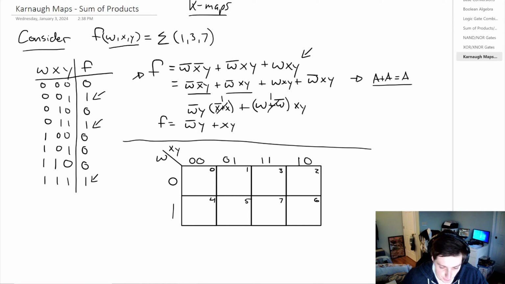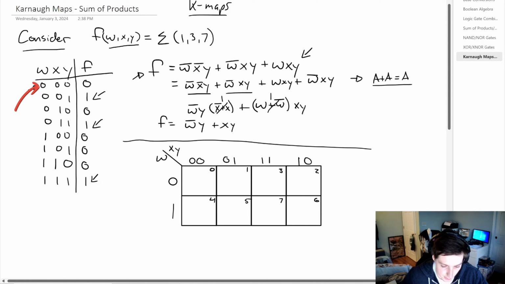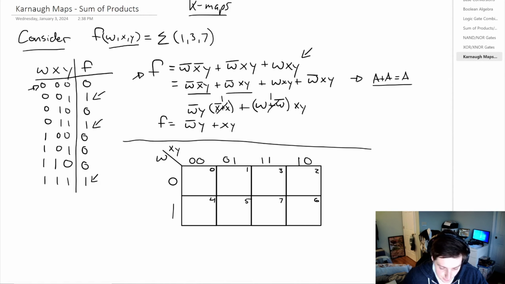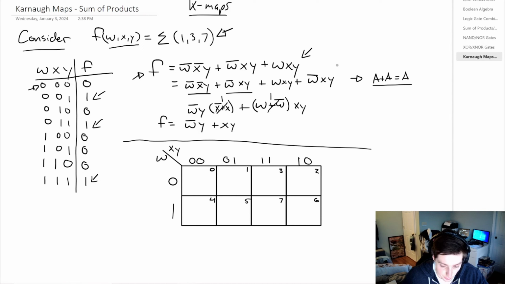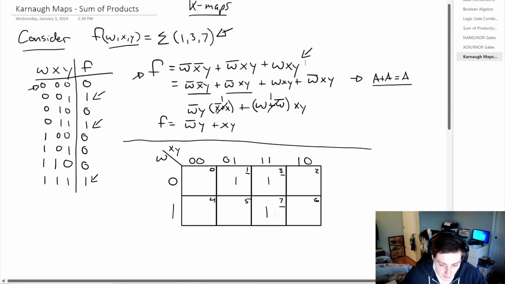Now the decimal equivalent for all of these combinations is given in the top right corner. So you can see w equals 0, x equals 0, y equals 0 corresponds to this combination here, and 0, 0, 0 would be a decimal 0. Now for K-maps, what we're going to do is take our sum of products and fill in the values with a 1.